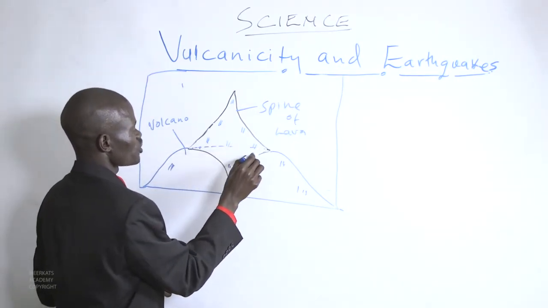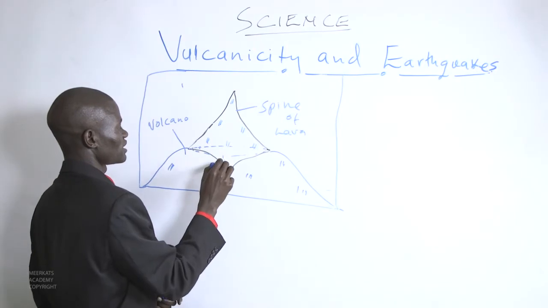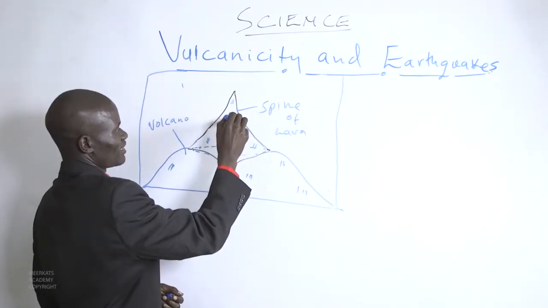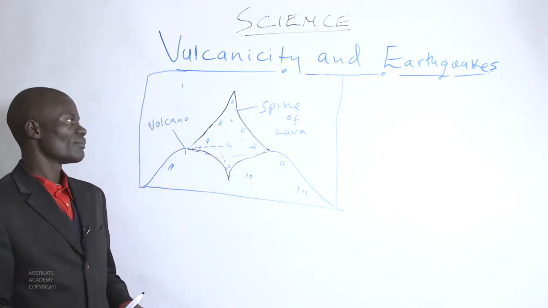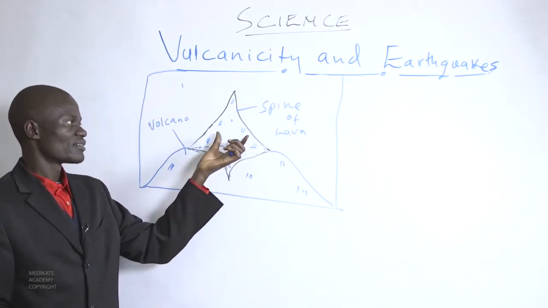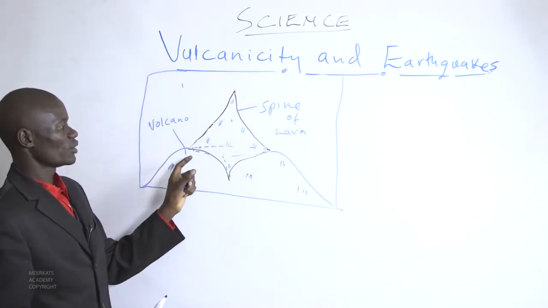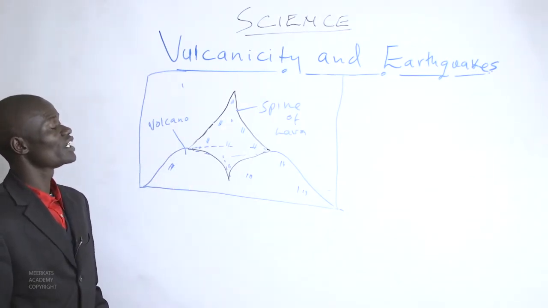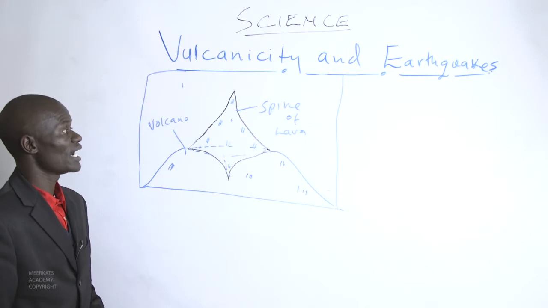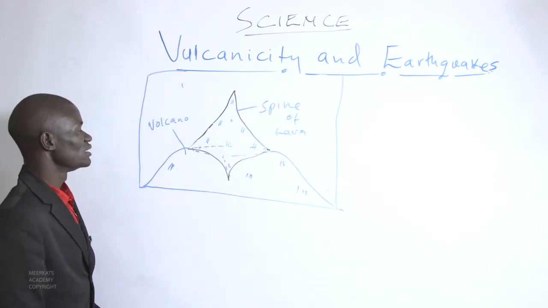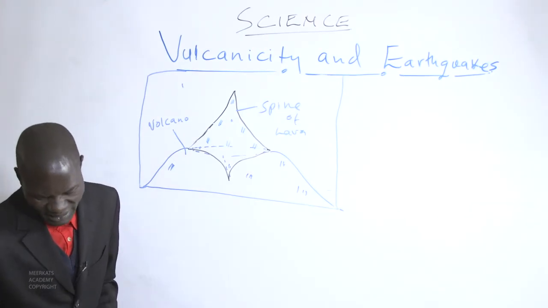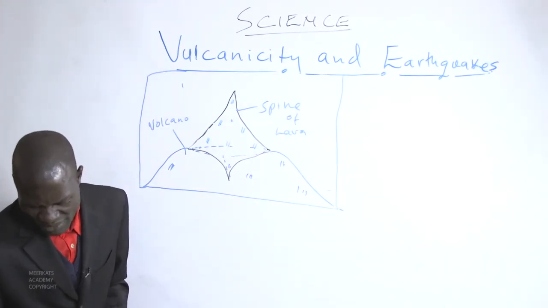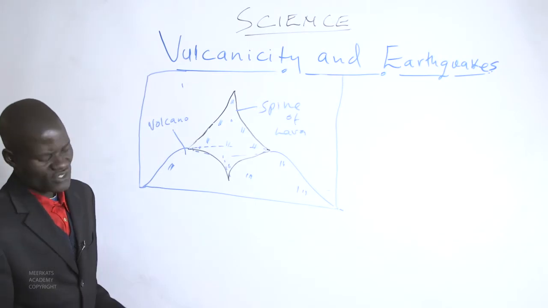You remember the vent is just situated here. But upon its cooling and solidification, it has led to the formation of a hard resistant rock that is very much resistant to the agents of erosion when it's exposed to the atmosphere, leading to the formation of a feature such as the spine. And that is how it is.